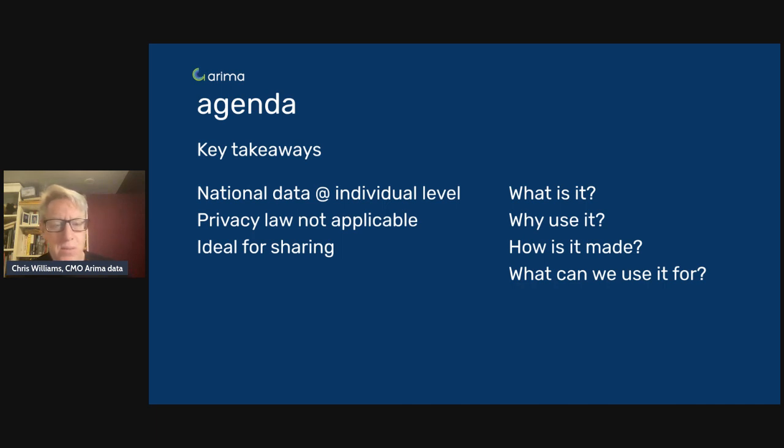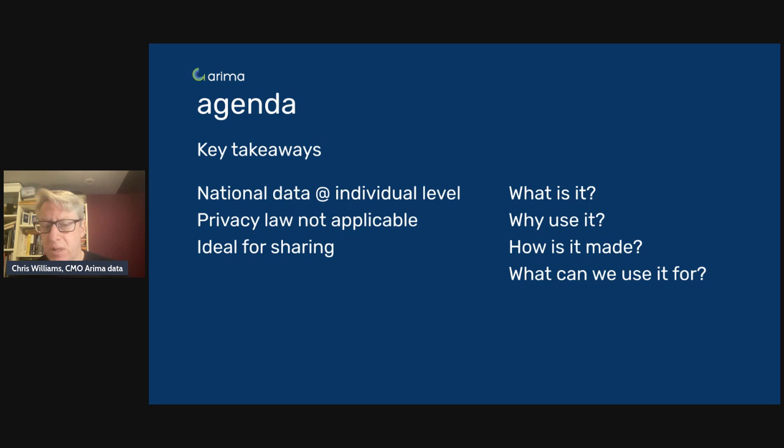The key takeaways when talking about synthetic data, these are the three. It's national data at an individual level. And we'll explain what that means, but individual obviously means down at the individual person. But when it's synthetic, it means that we're talking about synthetic individuals. The implication of synthetic individuals means that privacy law does not apply to them. They're not real individuals, and therefore you can't gain consent from a synthetic individual. And that is actually a benefit, and we'll see how that works.